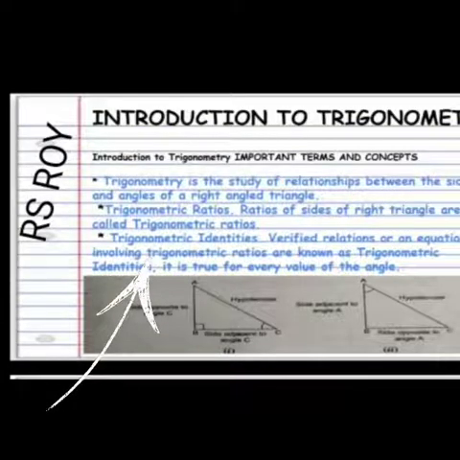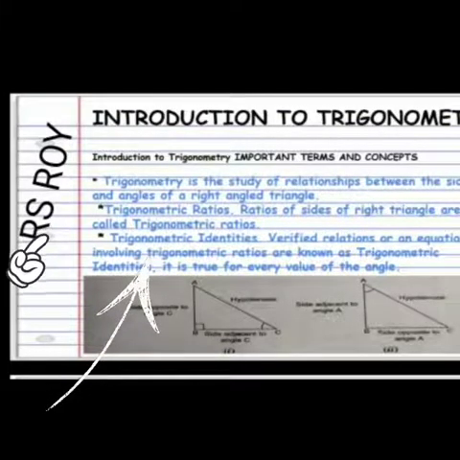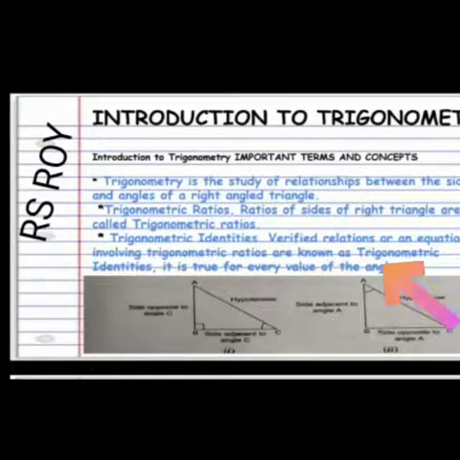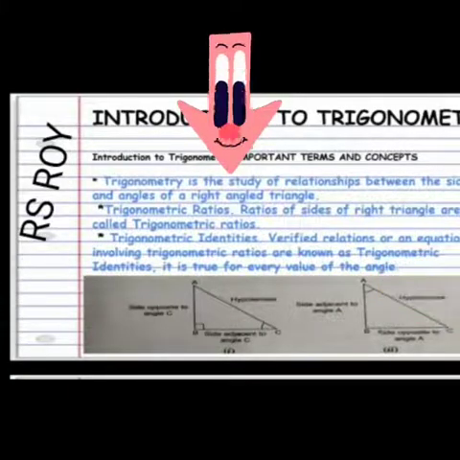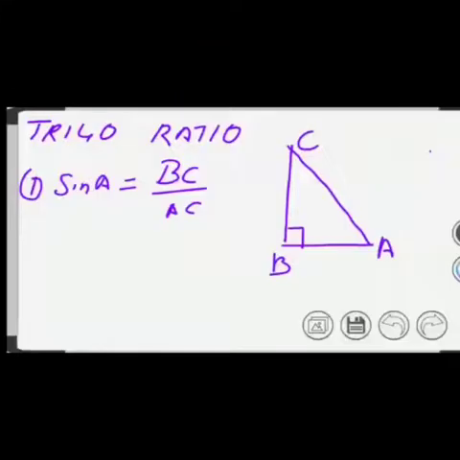What is trigonometric ratio? The ratio of the sides of a right angle triangle is called trigonometric ratio. Trigonometric identities: a verified relation or an equation involving trigonometric ratios is known as a trigonometric identity. It is true for every value of angle.